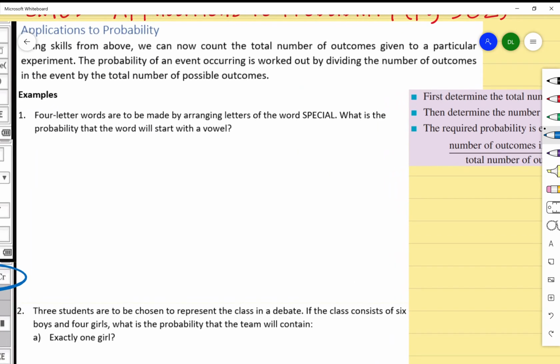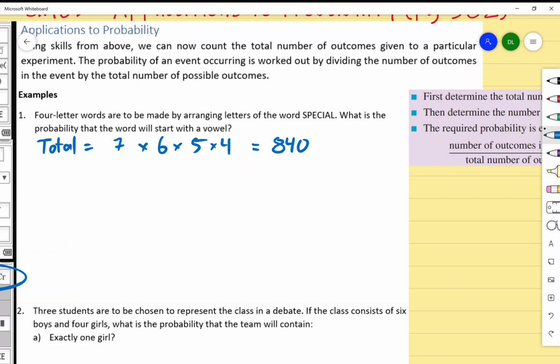To find the total number of possible outcomes, I'm going to try and find how many possible options there are. For the word special, there are no repeats, and there's a total of 7 letters. So the first spot in my 4-letter word is going to be 1 of 7, and then 1 of 6, 1 of 5, and 1 of 4 different letters. If this seems unfamiliar to you, please go back and watch the videos on exercise 10B and exercise 10C. Solving that gives us an answer of 840.